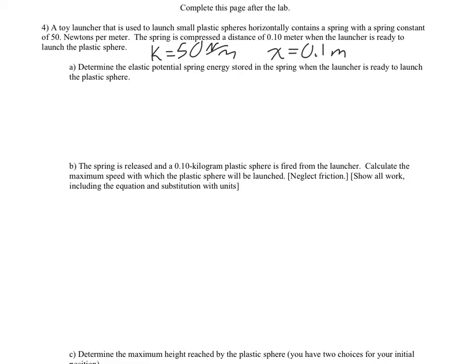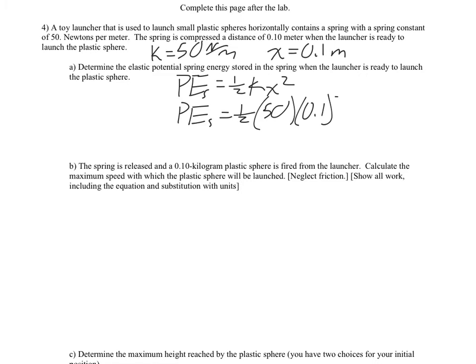The first question says, determine the elastic potential energy stored in the spring when the launcher is ready to launch the plastic sphere. So we're going to use our potential energy in the spring equation. I'm going to leave the units out here. We have 1/2 times 50 times 0.1 squared. If we put this all in our calculator, 0.5 times 50 times 0.1 squared, we should get a potential energy of about 0.25 joules.